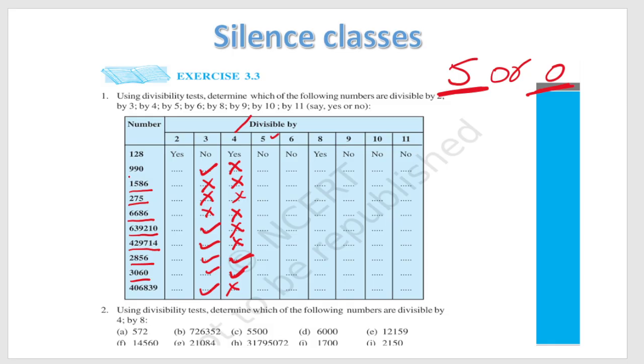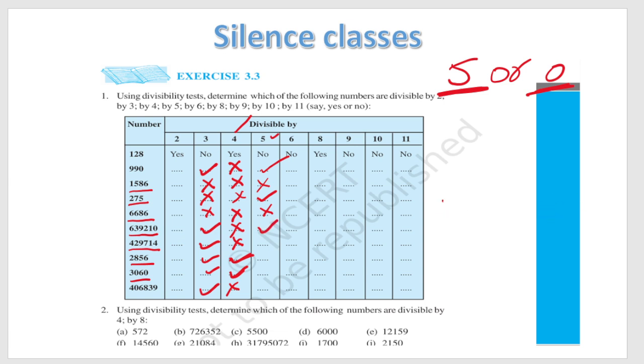The number is 990. 0 is there at last. This means it is divisible. The next number is 1586. 6 is there. This means this number is not divisible. 275, 5 is there. Okay, this means this number is divisible. The next number is 6686. 6 is there. This means this number is not divisible. 639210. 0 is there. This means this number is divisible.